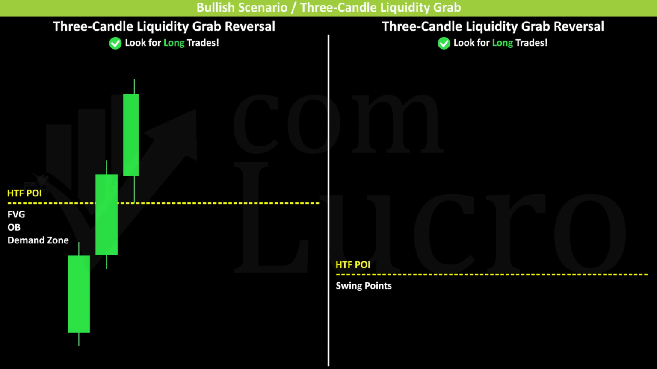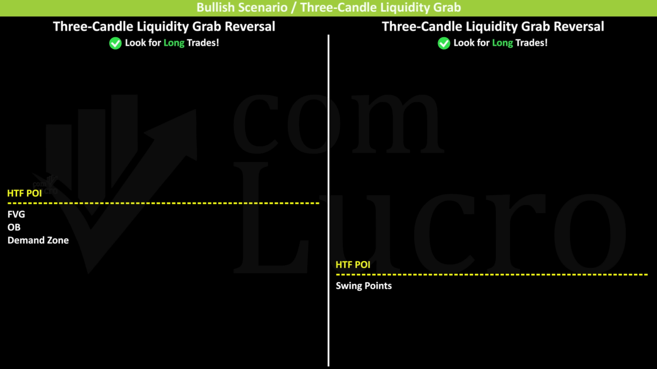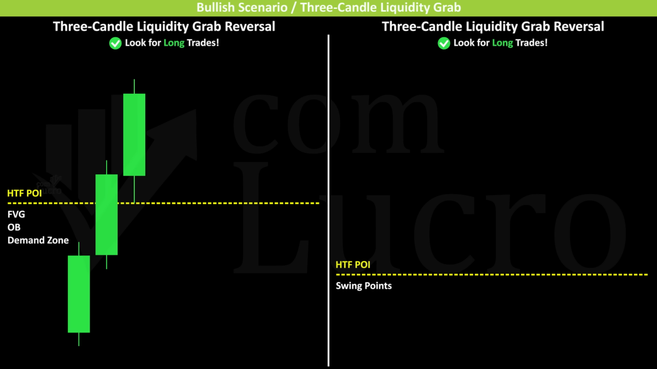Now let's begin with the bullish side of the 3-candle liquidity grab reversal model, and how this concept can be used to identify potential continuation after a liquidity sweep to the downside. In a bullish scenario, the higher time frame market structure is already trending upward. After creating an impulsive move to the upside, price may begin retracing lower into a key higher time frame point of interest, such as a bullish fair value gap, demand zone, or bullish order block. As the market trades back into that area, we begin watching for signs that the retracement may be ending, and that bullish continuation could soon resume.